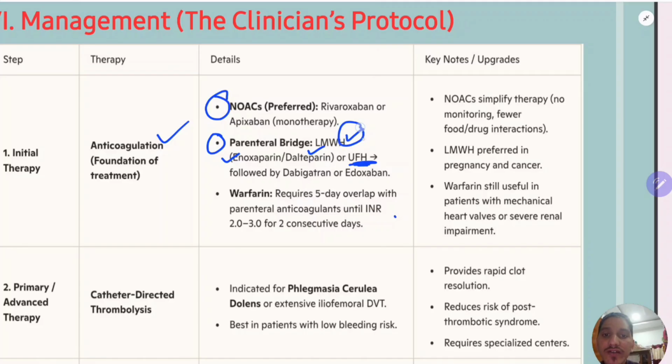When you are using dabigatran or edoxaban, whether for short term, medium term or long term, for 3 to 6 months or for lifetime, they will take time to act. But low molecular weight heparin and unfractionated heparin will act immediately. So you will give low molecular weight heparin or unfractionated heparin for 5 to 7 days, followed by dabigatran or edoxaban. That is a parenteral bridge therapy, given when you are using dabigatran or edoxaban. If you are using rivaroxaban or apixaban, then bridge therapy is not required.